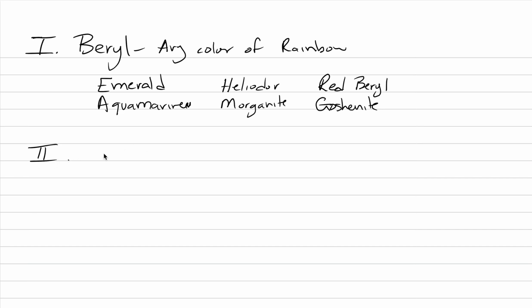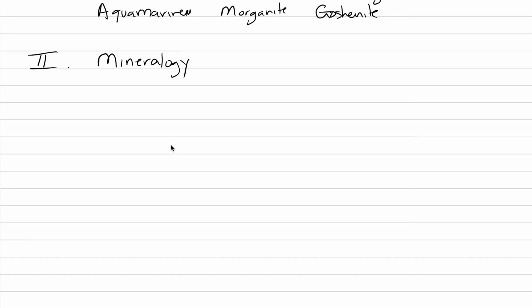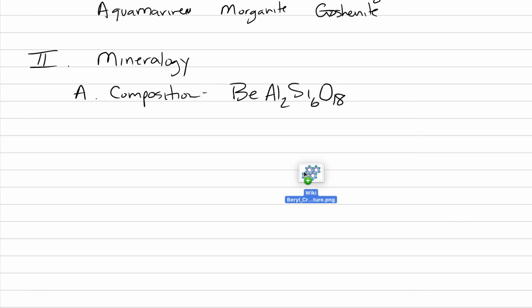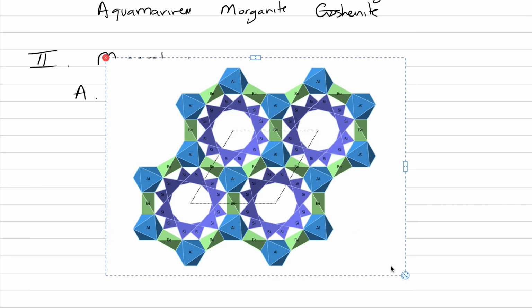Mineral 2 will be the mineralogy of beryl, the things that all of these varieties have in common. And we'll start off with composition. The composition of beryl is a beryllium aluminum silicate. There's six here, there's two of those. And there is something somewhat interesting about the crystal structure.